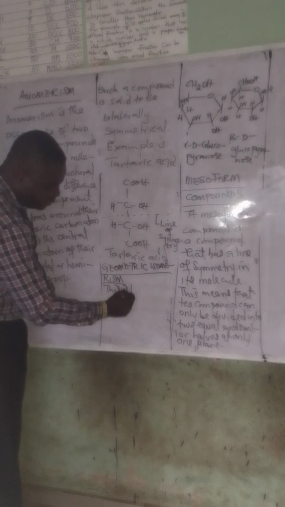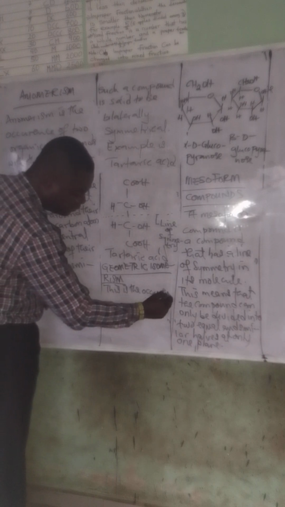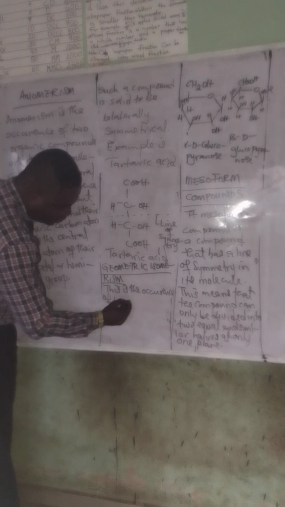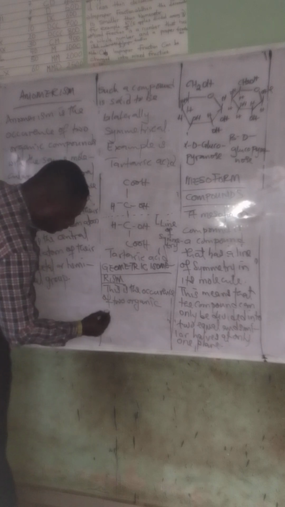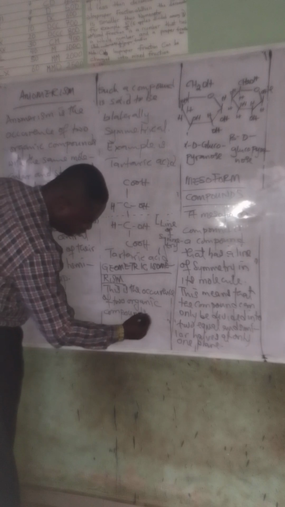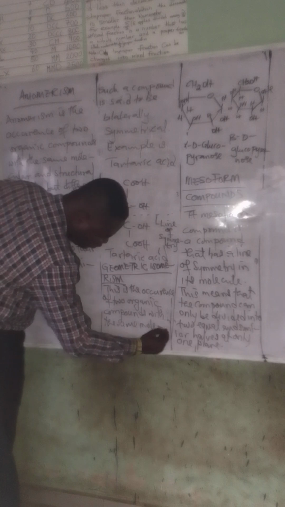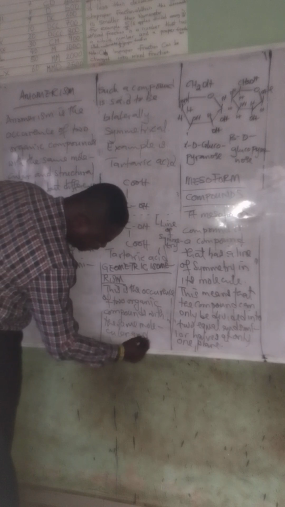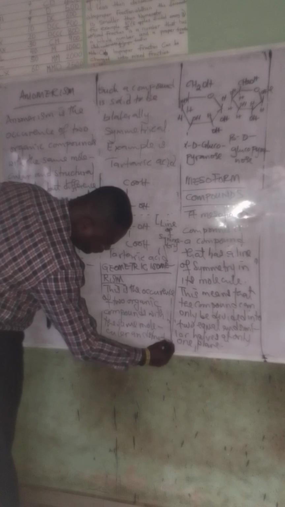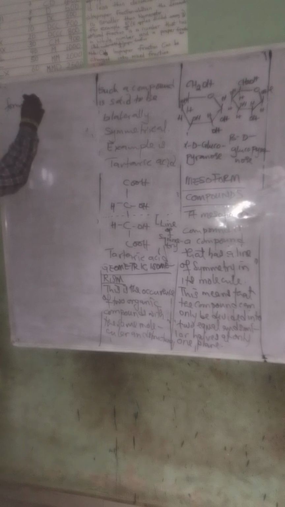Now, this is the occurrence of two organic compounds with the same molecular and structural formula. They have the same molecular formula, and they have the same structural formula. You know that is the property of all stereoisomers. So with the same molecular and structural formula, where are they now different?